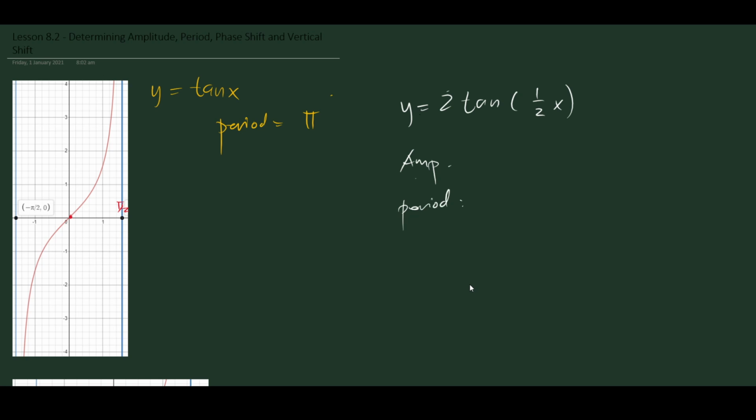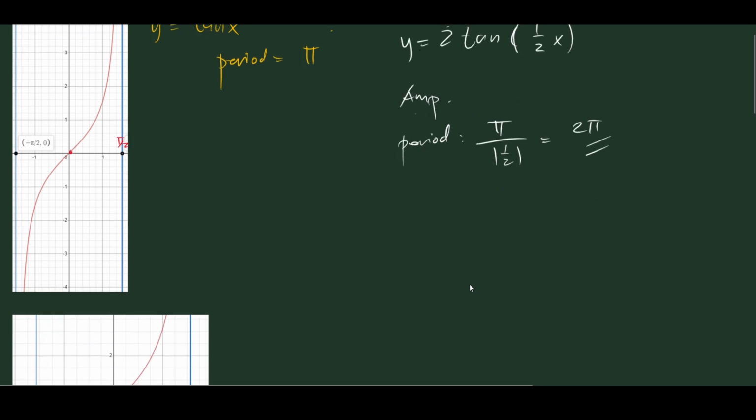So we can only find the period here. You can calculate the period using the same formula. The only difference is that we need to use pi, because this is the normal period of the basic tan x, divided by the absolute value of our b, which is 1/2, right? So this will then be equal to 2 pi.